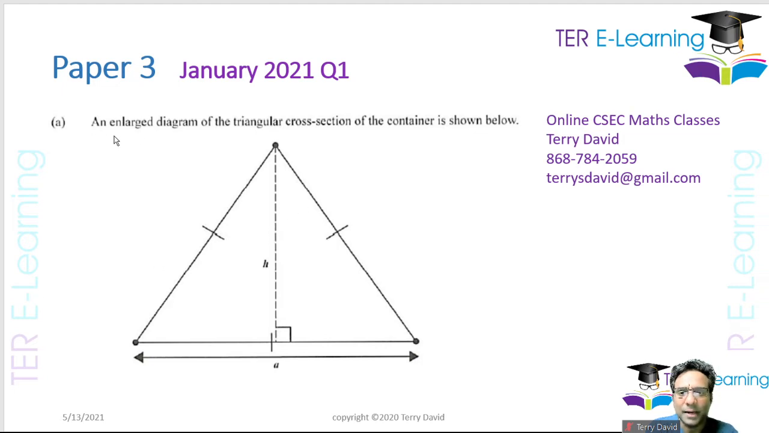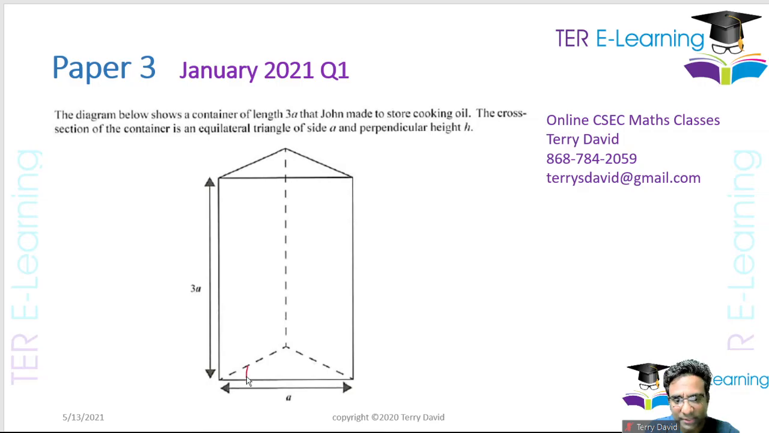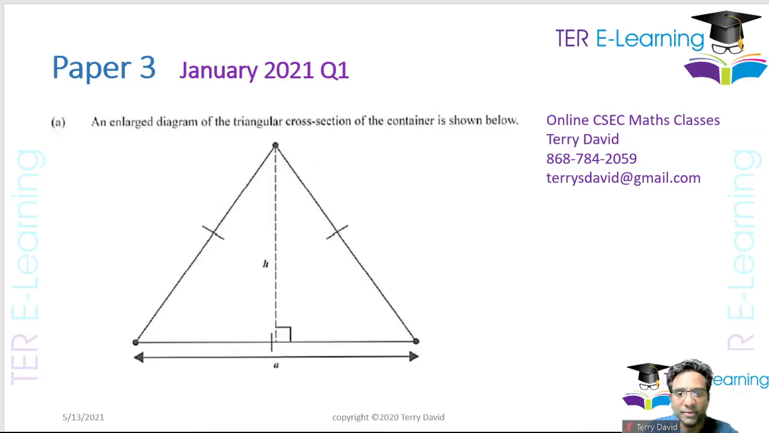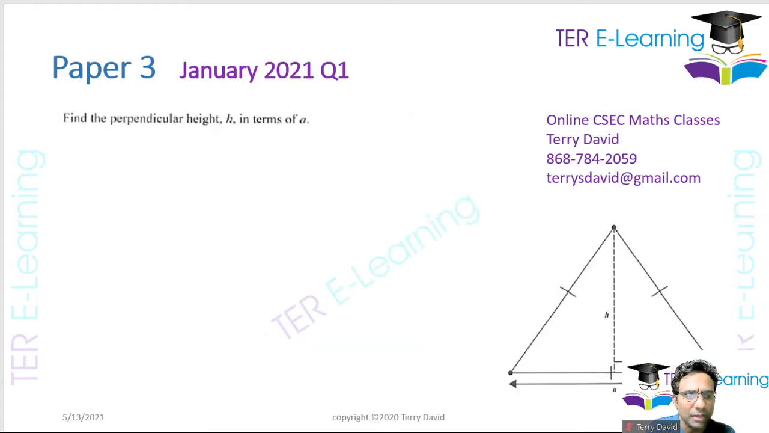They said, an enlarged diagram of the triangular cross section of the container is shown below, right? So when they say the cross sectional area, it's this area they're talking about here. That's my cross sectional area here. So what they've done, they've given us a view of this, right? And what do they want here? An enlarged diagram, right? So they give us that. Now they want us to find the perpendicular height H in terms of A. That's what they want. The perpendicular height H in terms of A.